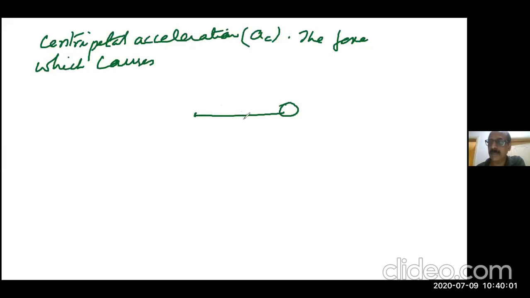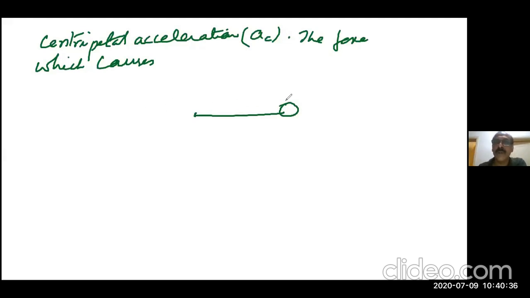Third example, you want me to repeat that example? Yes, sir, the second one, the frictional. The frictional force acting between the tire and the road, which prevents the car from slipping away from the road while it is making a circular turn.